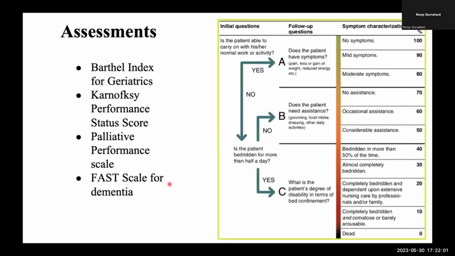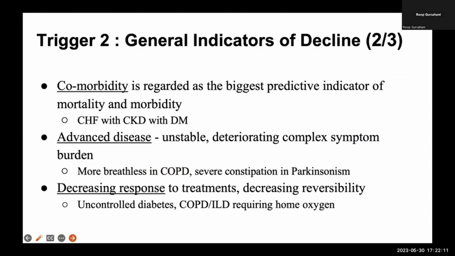And for that, you have, say, for instance, in oncology, the Karnofsky performance score. In dementia, you have the FAST scale, and so on. And you can actually put down numbers to this. In addition to this, you have the presence of comorbidities. So if somebody has more than one major illness, then that also predicts mortality and morbidity. And then, of course, as disease advances, symptoms increase. It could be something you would think not as significant as constipation in Parkinson's. I've seen patients suddenly pass away with severe constipation.